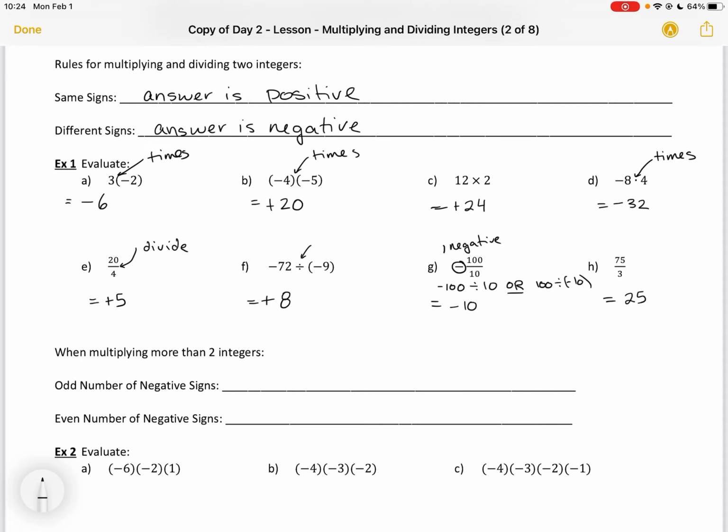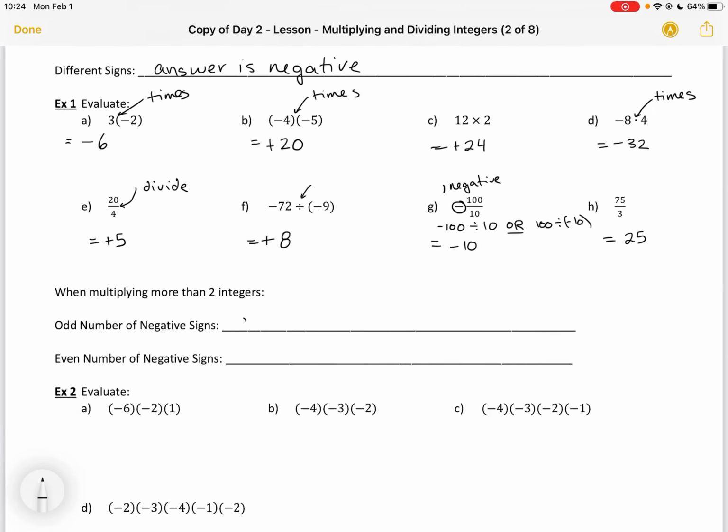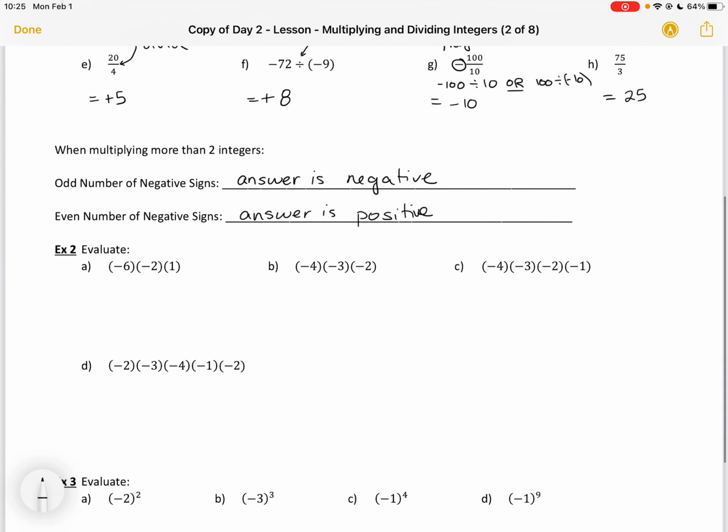Those are some examples of multiplying two integers, but in certain situations, you're going to end up multiplying more than two integers. If you have an odd number of negative signs, your answer is negative. If you have an even number of negative signs, your answer is positive. So let's look at a few more examples down below.